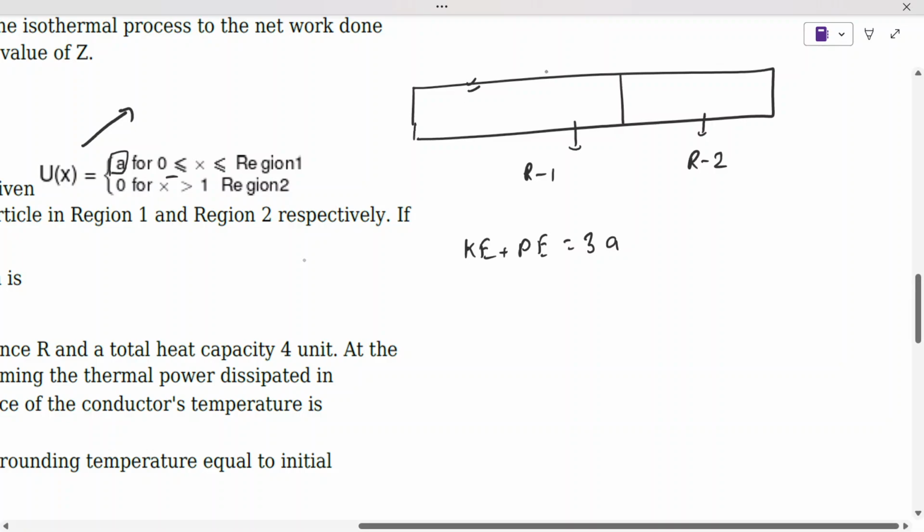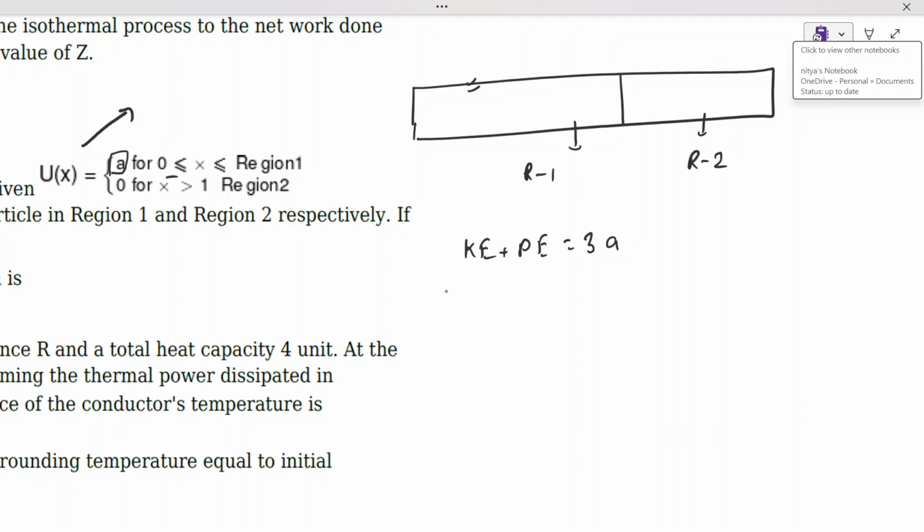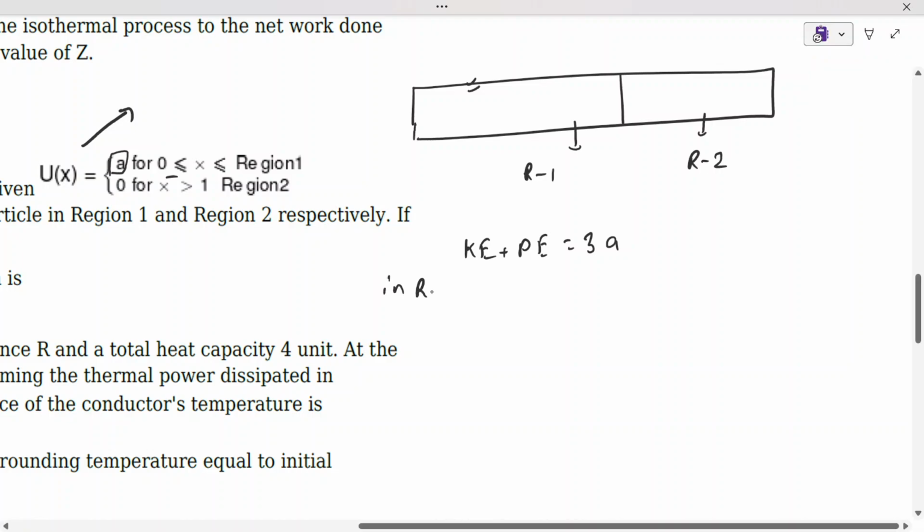So in region 1, potential energy is A, so kinetic energy will be 2A. In region 2, potential energy is 0, so K will be equal to 3A.